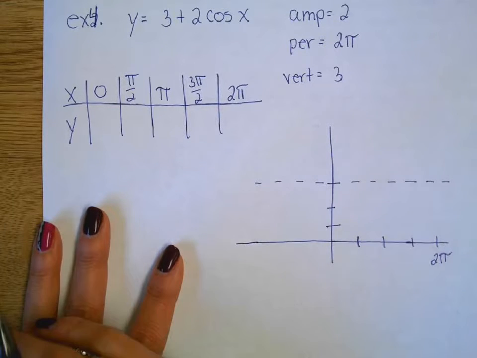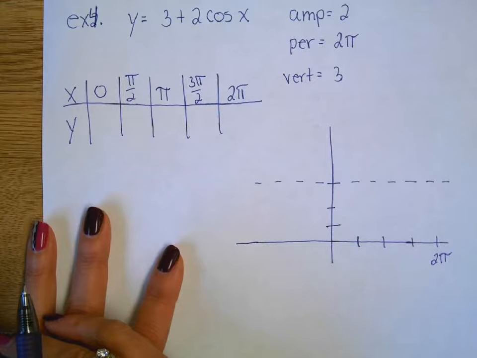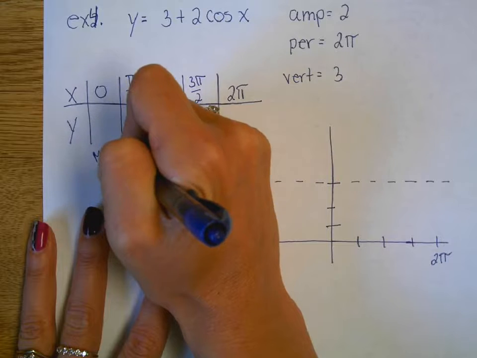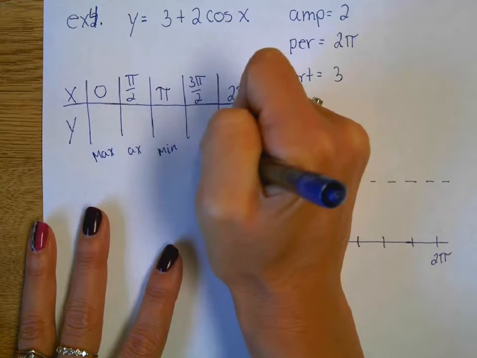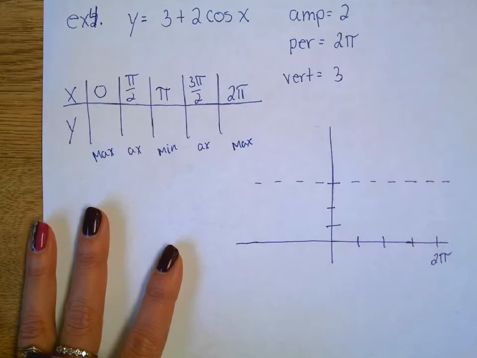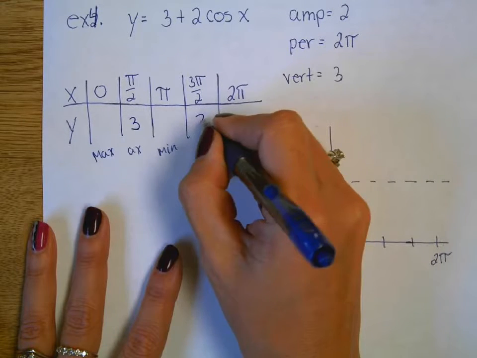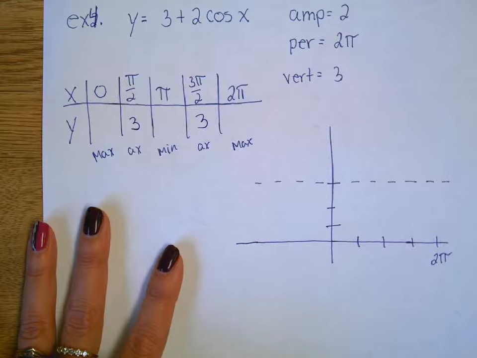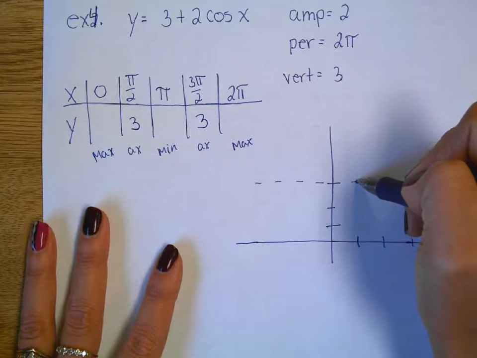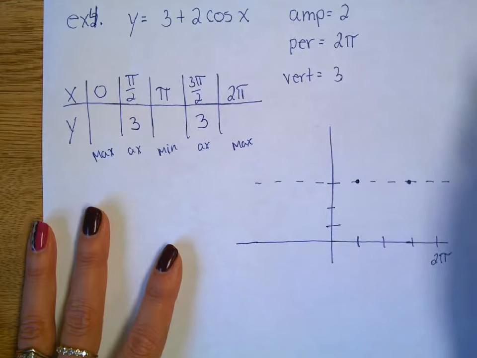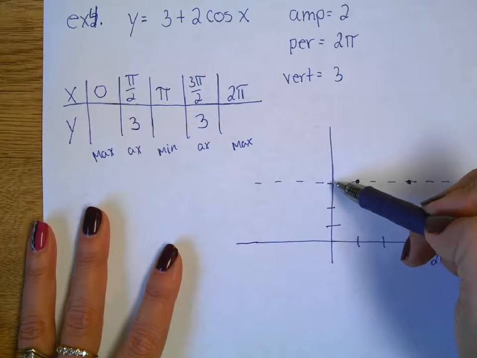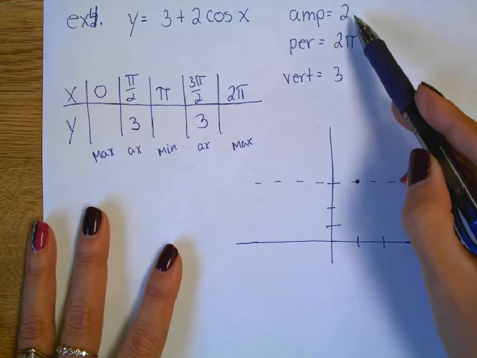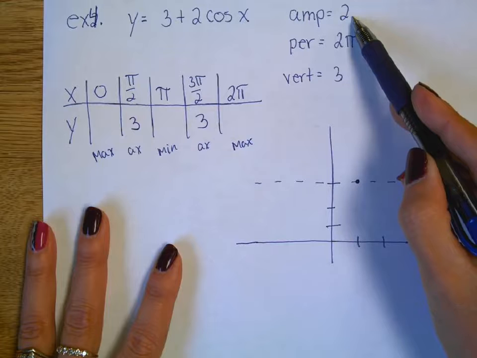Okay. Cosine's pattern in words. Where does cosine start? Max, min, axis, max. Where are my new axis values at? The 3. The vertical shift is my new axis. So this axis is at 3 and 3. When I cross this line here, that's what I'm calling an axis. So that's at 3. That's at 3. But you told me it has to start at its max. How far above the axis am I going? 2 above the axis. If I go 2 above the axis, where am I going to be at? 5.